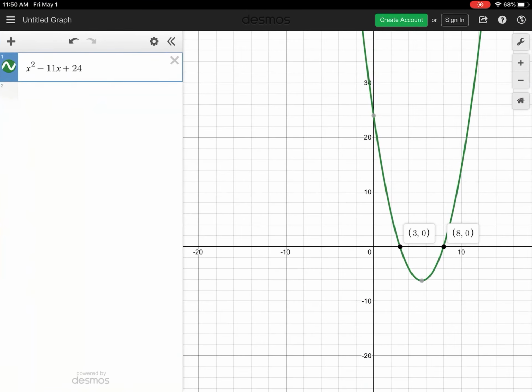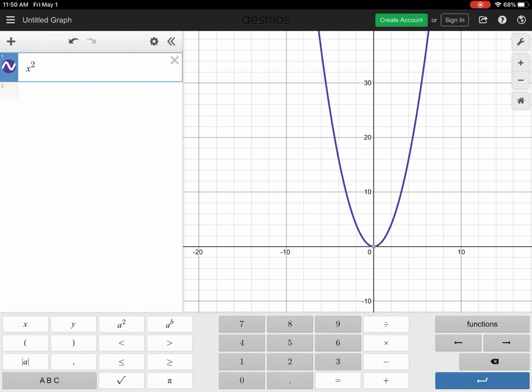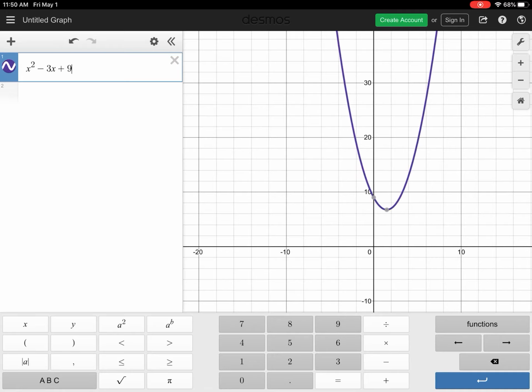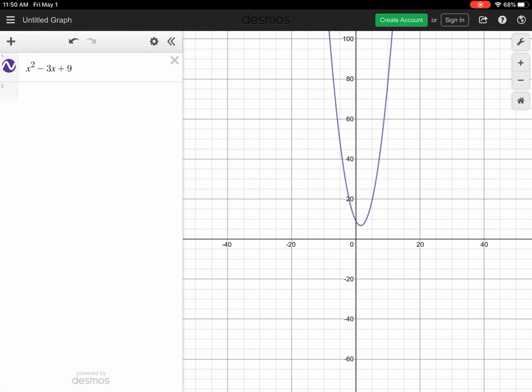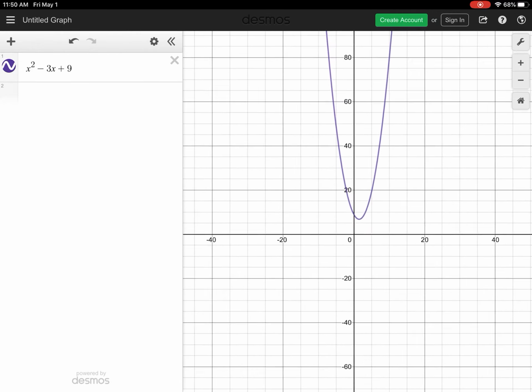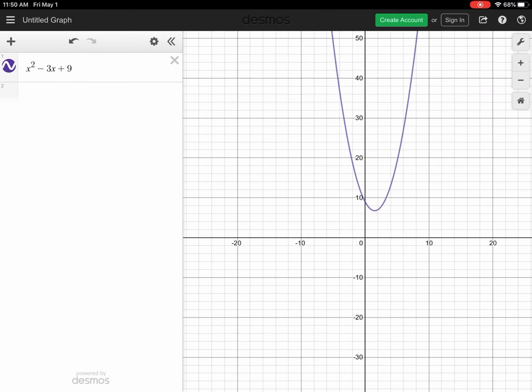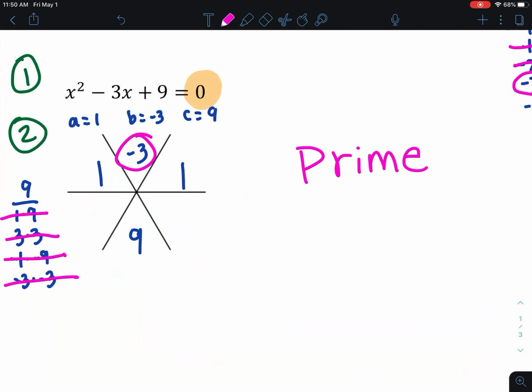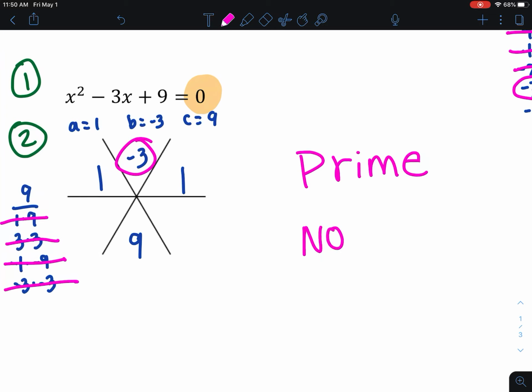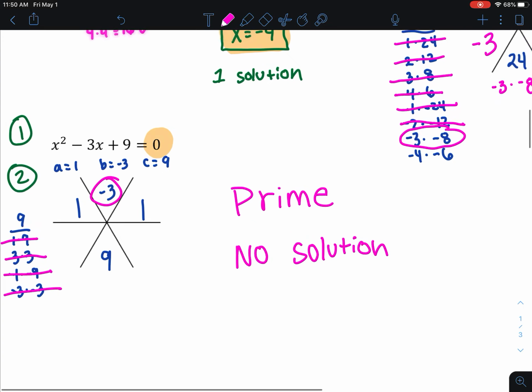So I'm going to graph it really quickly just to make sure I didn't make a mistake. So x squared minus 3x plus 9. Okay, look at this quadratic. Does it touch the x-axis? And will it ever touch the x-axis? I don't think it'll ever touch it because it's going up forever and ever, but it started off here, way above the x-axis. Okay, so if it never touches the x-axis, will it ever have x-intercepts? It won't. So my final answer is no solution, and that can happen.